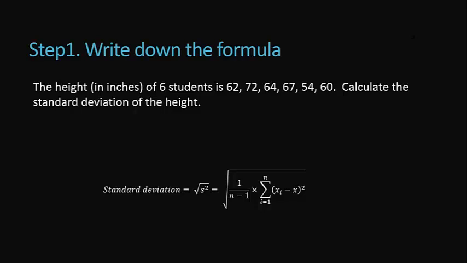It's the sum for all the observations, from the first observation i equals 1 to the nth, in this case n equals 6, of xi, which is each individual observation, minus x bar, which is the mean, all squared. I will break that down in the example, but this is the standard deviation formula.